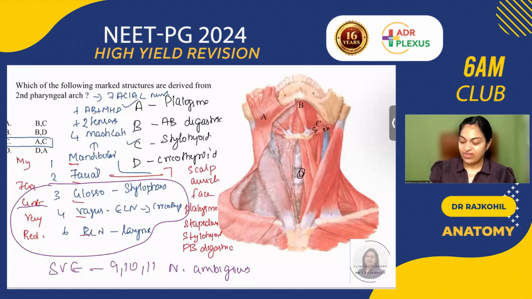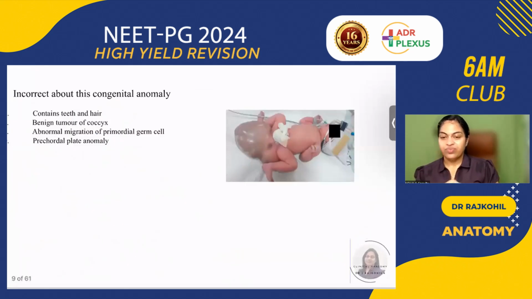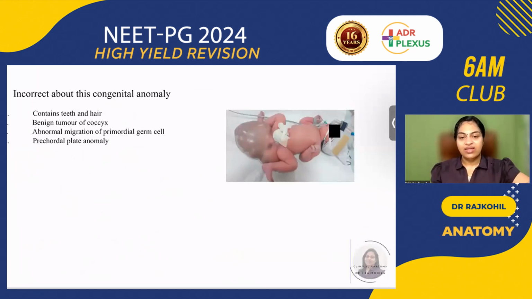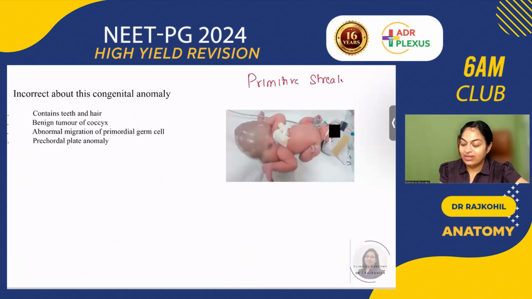Nucleus ambiguus. Excellent. Okay. Now, again, few congenital anomalies which they keep asking regularly. You can tell me what is this congenital anomaly? It is a tumor of the primitive streak. Okay, a tumor of the primitive streak. Sacrococcygeal teratoma. Yes, it is the sacrococcygeal teratoma.